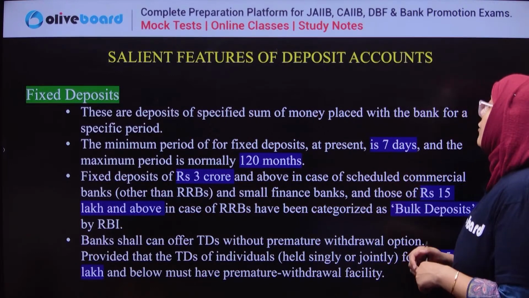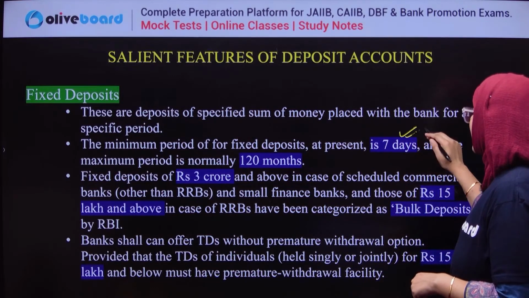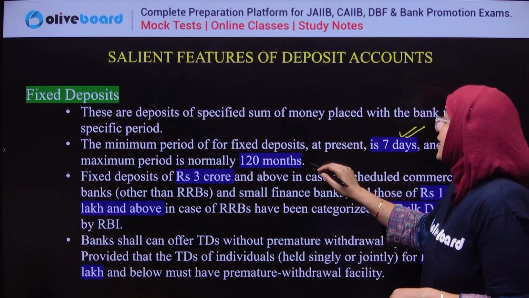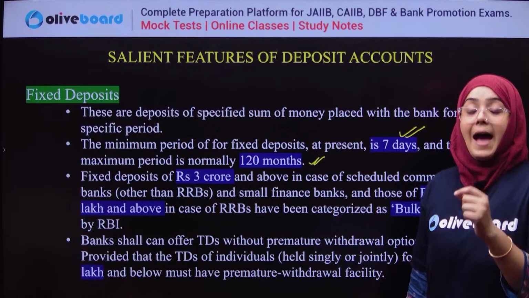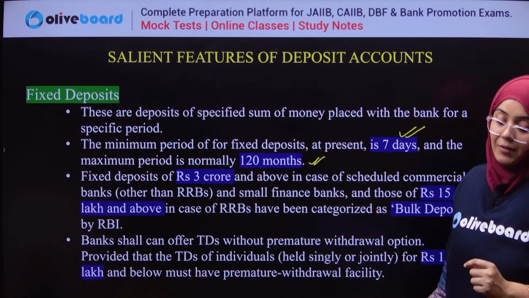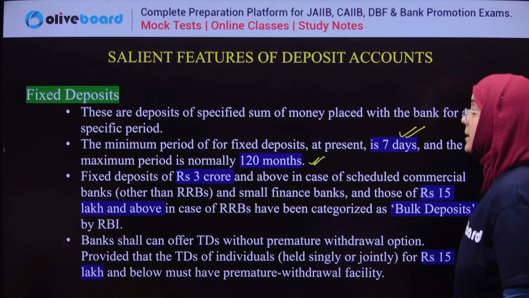The minimum period for a fixed deposit is 7 days, and it can normally be extended to a period of 120 months. So you can have a deposit as an FD for a minimum of 7 days and for a maximum of 120 months.